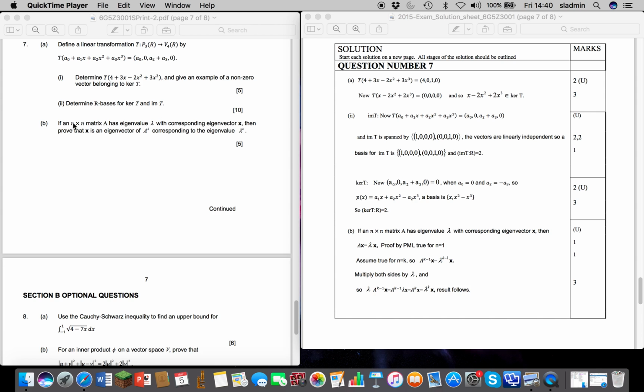Now for part B, it's a proof. If A is an n by n matrix and has an eigenvalue lambda with corresponding eigenvector x, then you want to prove that x is an eigenvector of A to the k corresponding to the eigenvalue lambda to the k.